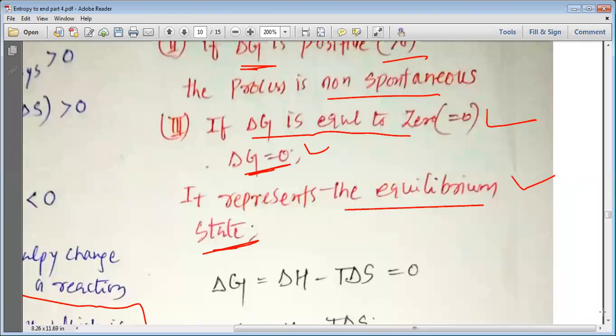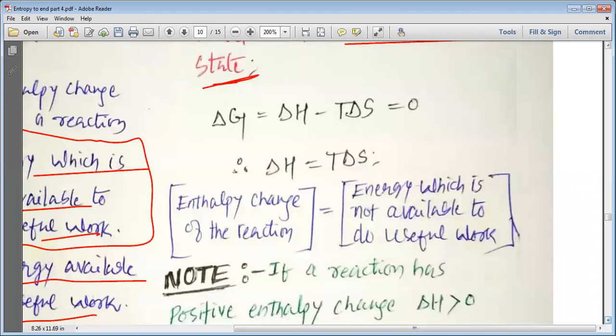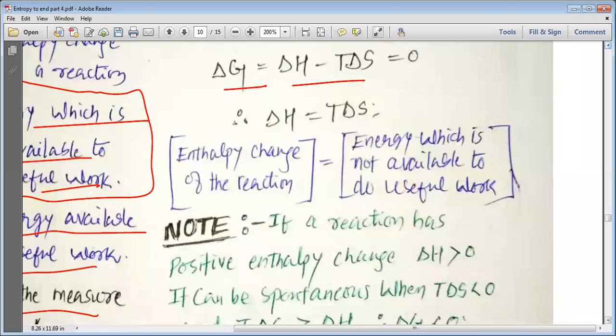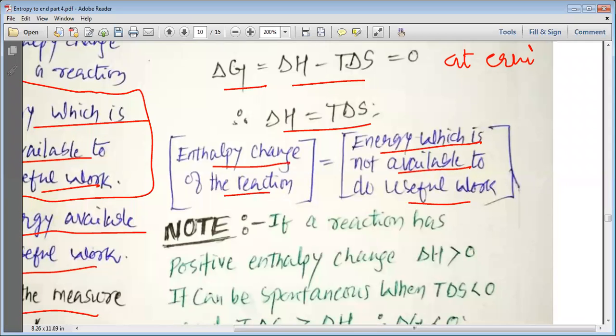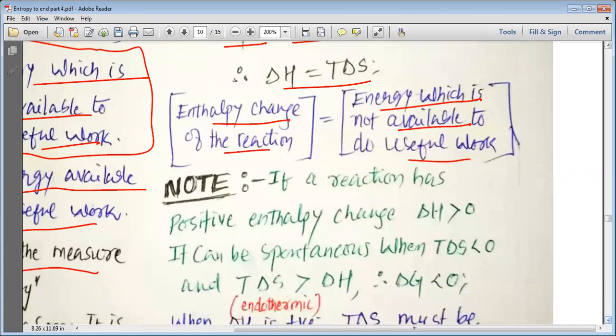Please remember, my dear students, that we have studied that at equilibrium state, the enthalpy of the system is maximum. And therefore, delta G is equal to delta H minus T delta S, which is equal to 0 at equilibrium. So my dear students, at equilibrium we can write delta H is equal to T delta S. That means enthalpy change of the reaction is equal to energy which is not available to do the useful work. We have already known that T delta S is known as the energy which is not available to do the useful work.